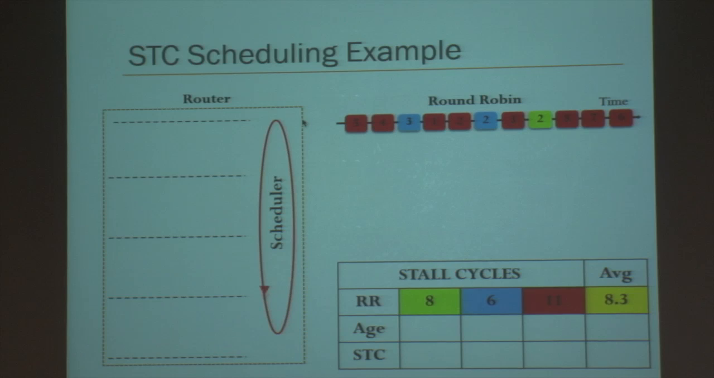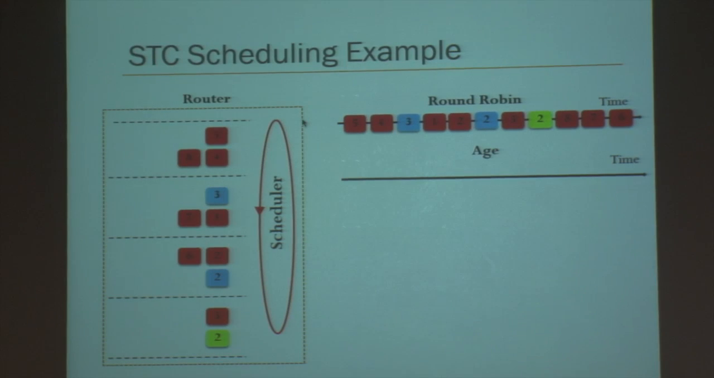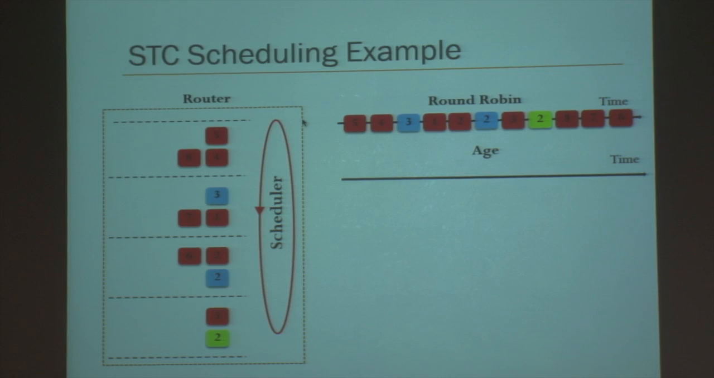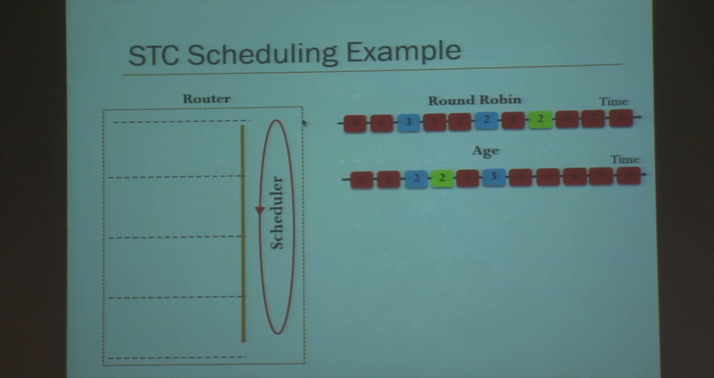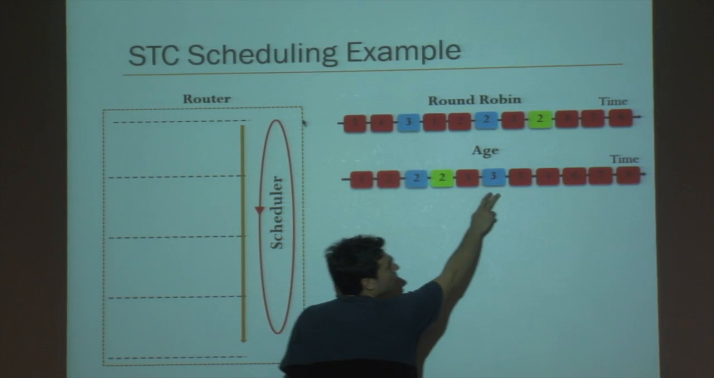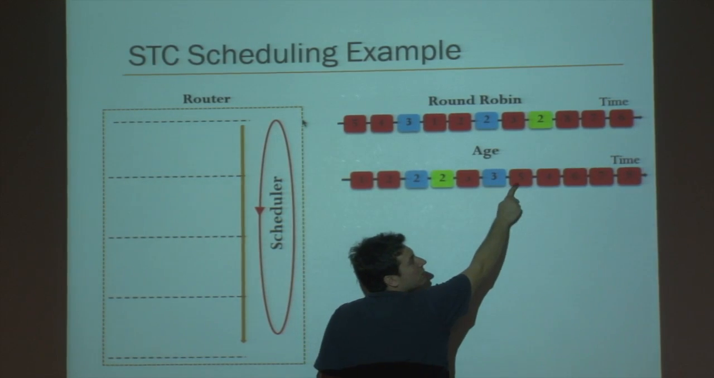The next one is age-based. In age-based, you pick the one that was injected the earliest. That's the number inside these packets. So I would first pick 1, and then pick 2, and then pick the other one that came in cycle 2, and so forth. That's the order that came in. Notice that this is not a glitch, but these are not in order necessarily, because you go 3, 5, 4.